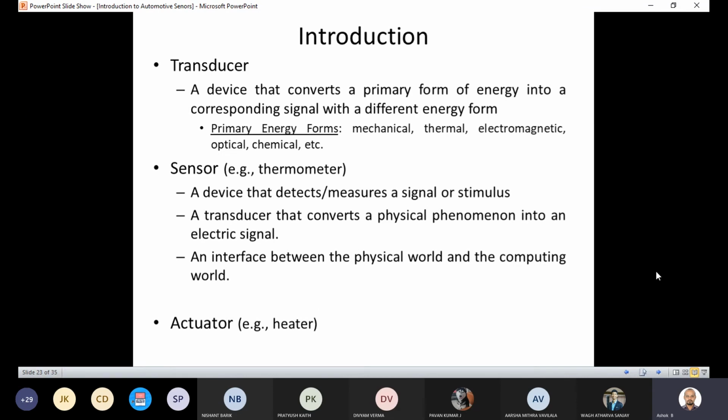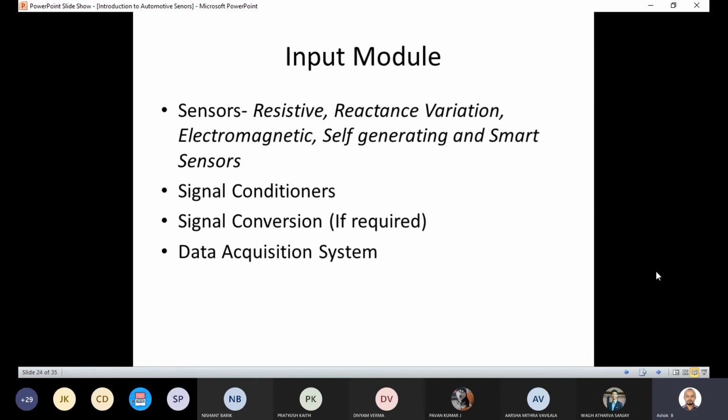So as we had discussed, a transducer is a device that converts one form of energy into another form, whereas a sensor is a device that detects or measures a signal or any physical stimulus. And another thing is the actuator. The actuator is nothing but the output of the electronic control unit, converting the electrical signal into a mechanical output. These sensors consist of the input model, which has types like resistive type, reactance type, self-generating, smart sensors, all those things.